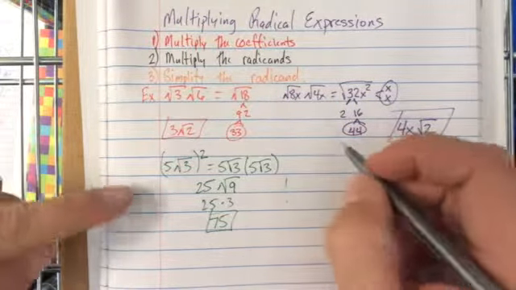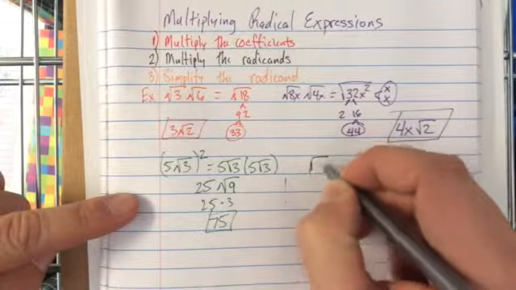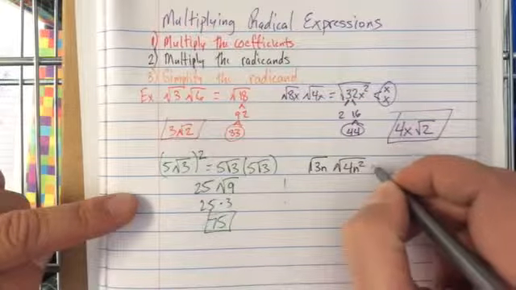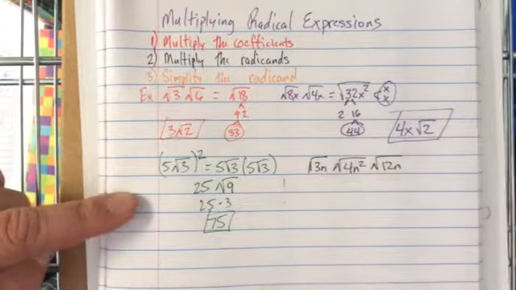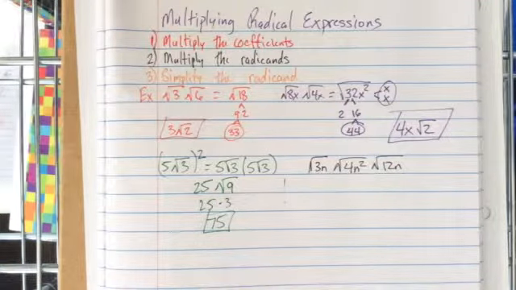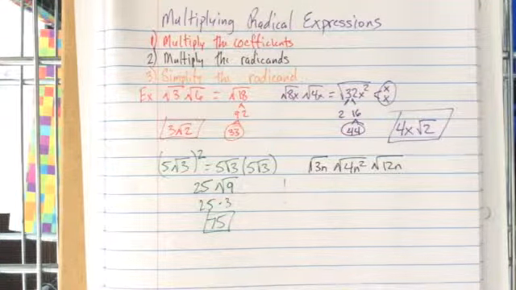What if we had, let's say, square root of 3n times the square root of 4n squared times the square root of 12n? Do we have any coefficients? Just ones. They're imaginary. You don't have to put them. What are our radicands? We have 3n, 4n squared, and 12n. So what do we do with those? So 3 times 4 is?